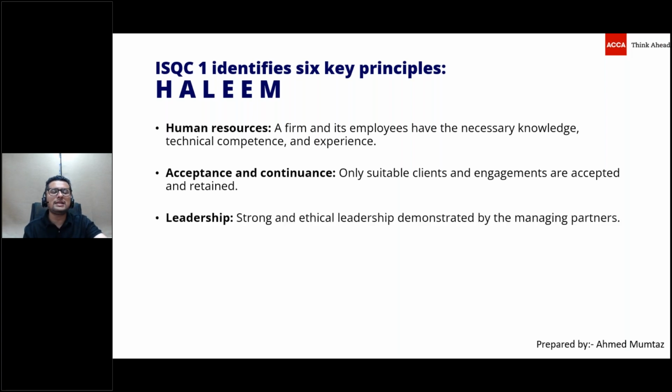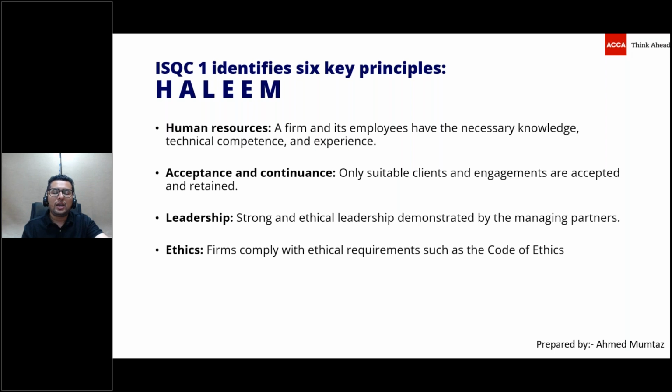The third element is about the leadership. The audit firm has to make sure that there is a strong and an ethical leadership right at the top of the audit firm. The managing partners have to be top notch. The managing partners, the key audit partners, the engagement partners have to take the responsibility. They have to own a particular audit. They cannot rely on the work of the junior. They have to own everything.